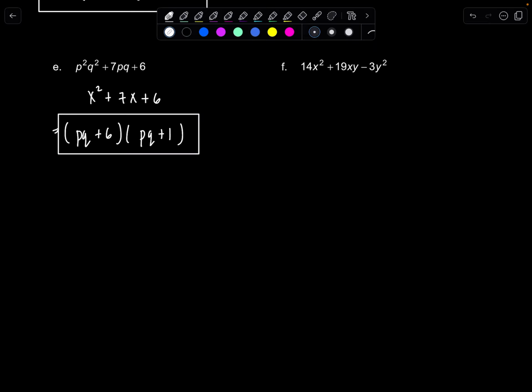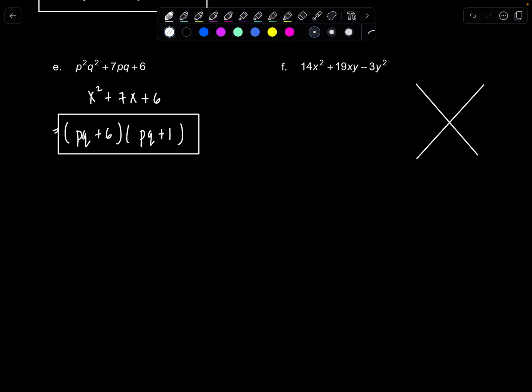Next one, 14x squared plus 19xy minus 3y squared. So is there a common factor I can take out? No. Okay. 14 is either 14 and 1 or 7 and 2. 3 is going to be 3 and 1. So this one you could probably guess and check just fine. If you want to do the AC method, though, we can.